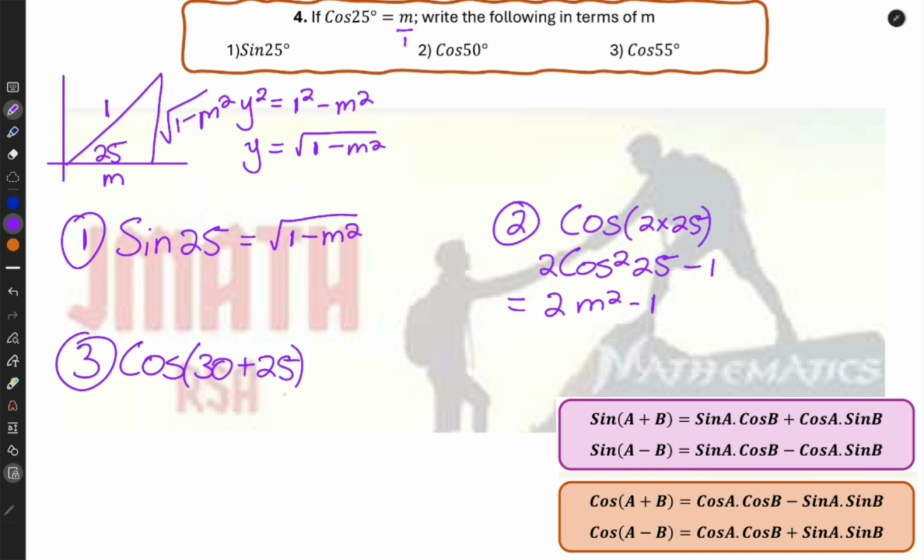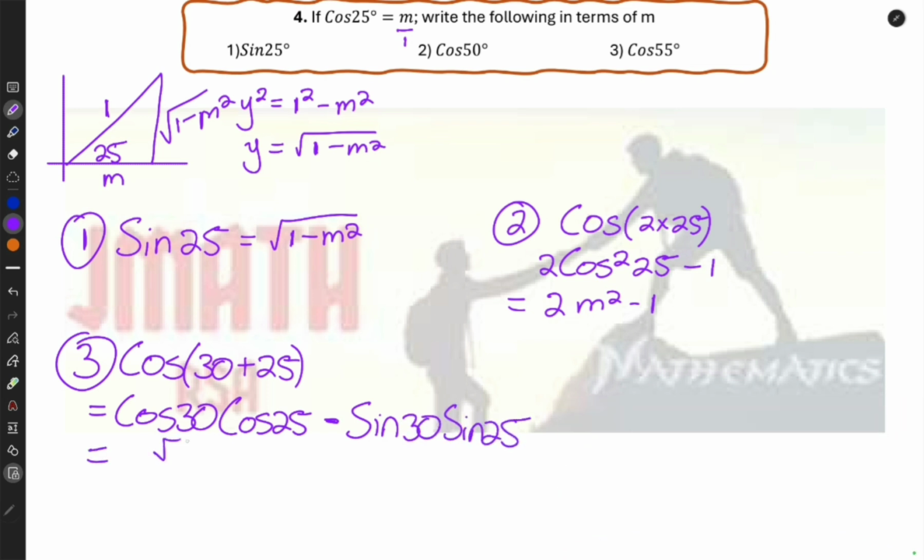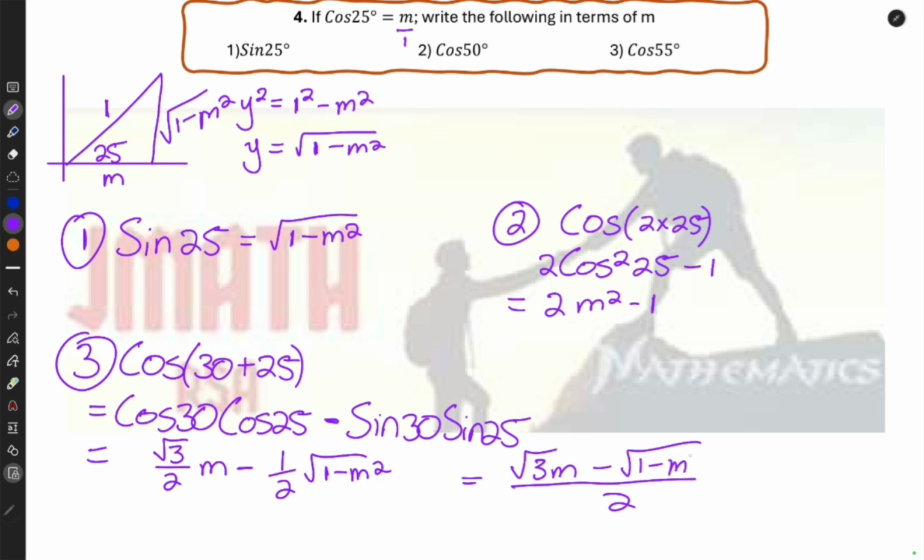Remember, my answer to the bracket must be 55 again. So if I expand this, cos 30 cos 25, because it's cos, it changes to a minus, so sine 30 sine 25. Cos 30 is just root 3 over 2. I know cos 25, according to this triangle, is just m, minus a half, and then the square root of 1 minus m squared. So for the final answer, I can just do LCD. That would be a 2, and then it's root 3m minus the square root of 1 minus m squared. That's it. That's what they want.